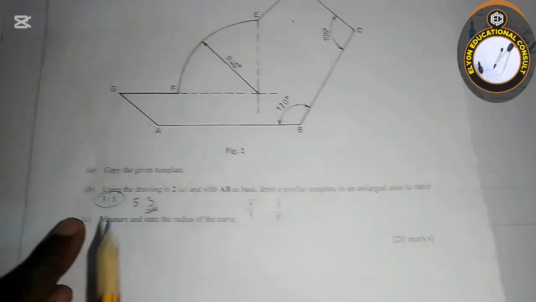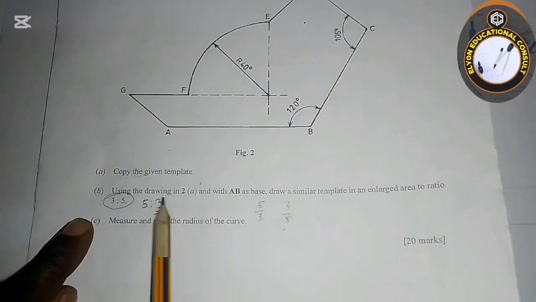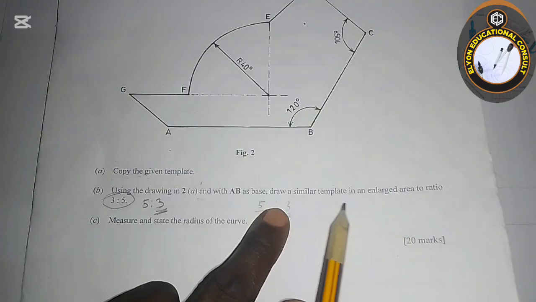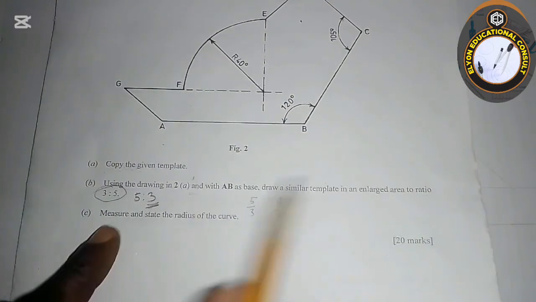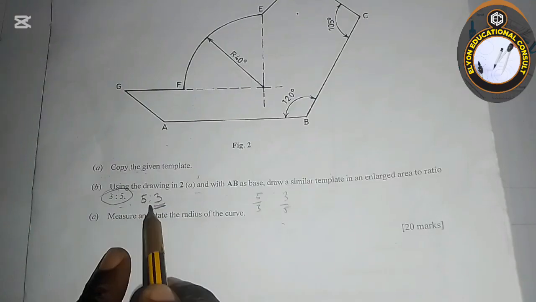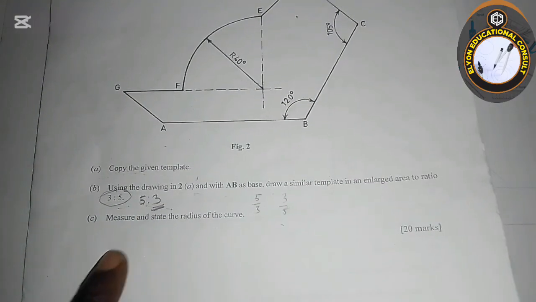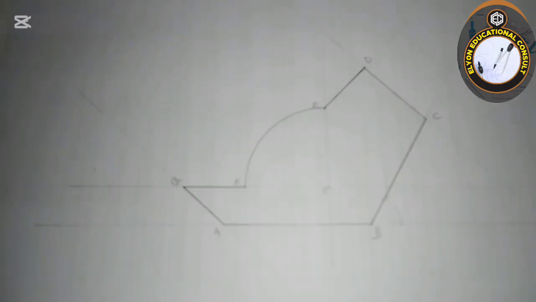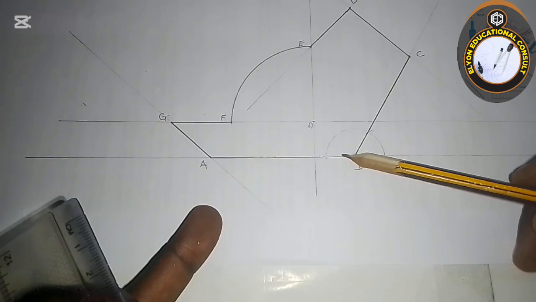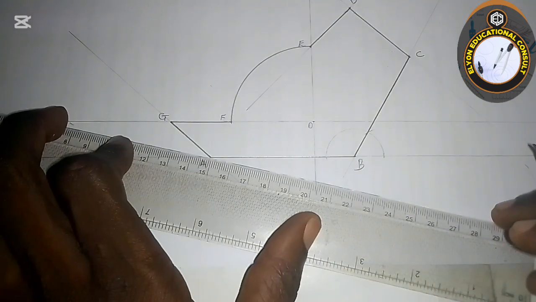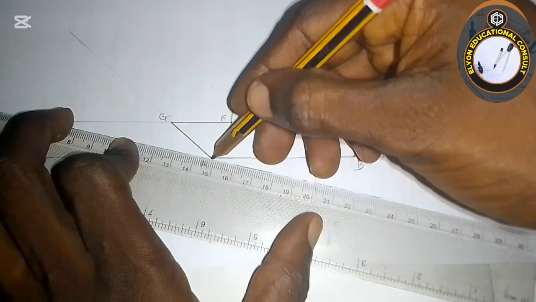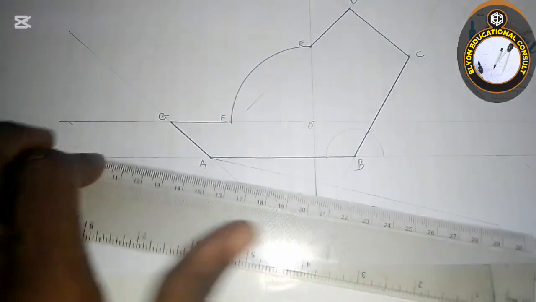Now we are coming to this, using the drawing in 2A with AB as base. We are told now to draw a similar template in an enlarged ratio of, I said it's going to be ratio 5:3, not 3:5, ratio 5:3. So what we are going to do here now is this. From this point, from A, B, we are told that we are to use the base. So I will do a method of line division here from A, just draw a line, produce a line this way.